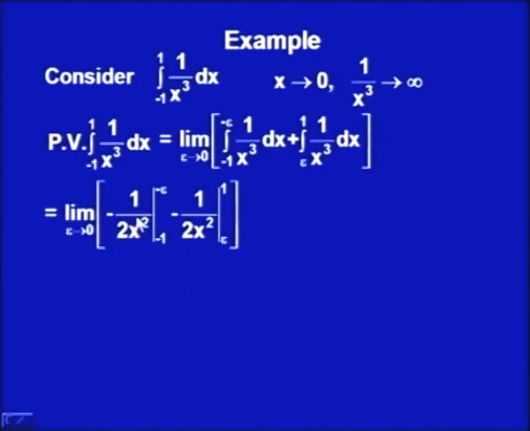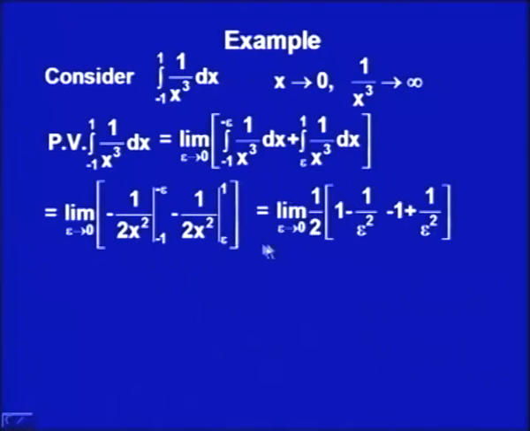So, let us write it out. We get minus 1 upon 2 x square from minus 1 to minus epsilon, and minus 1 upon 2 x square from epsilon to 1. Taking 1 upon 2 common, we get the limit as epsilon approaches 0 of 1 upon 2 times (1 minus 1 upon epsilon square, and minus 1 plus 1 upon epsilon square). Here 1 minus 1 is 0, and minus 1 upon epsilon square plus 1 upon epsilon square is 0. So both these integrals sum up to 0, thus it is independent of epsilon, and the limit is simply 0.